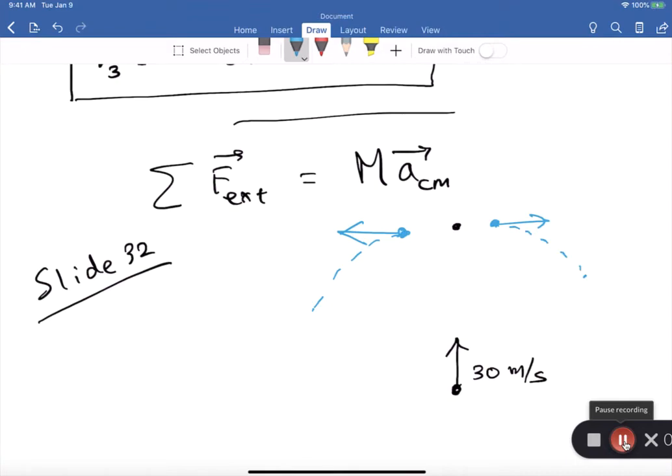And so you might at first think that this is a complicated problem. You have to figure out where each piece is going to be 1 second later, and then use the center of mass formula to find where the center of mass of the two pieces will be.